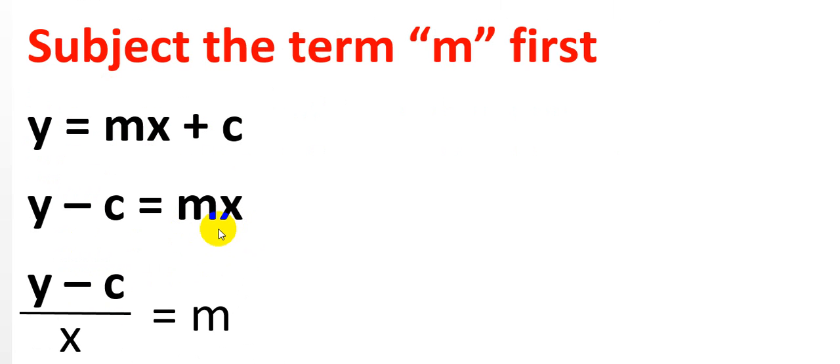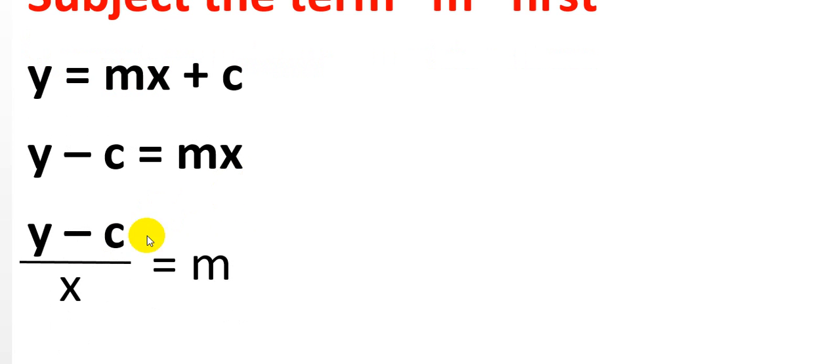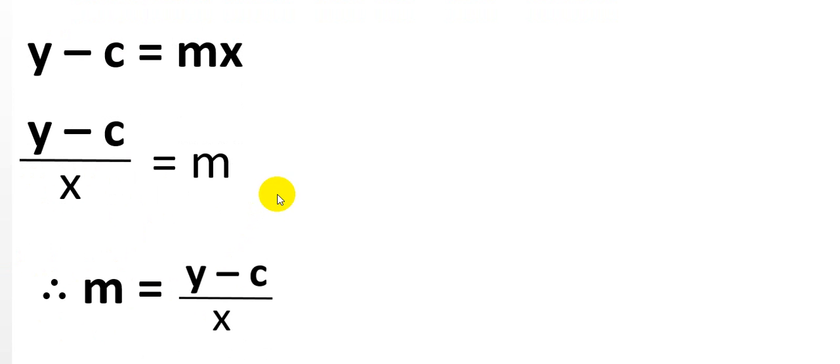mx means m multiplied by x. So when I make m the subject, I need to take x to the opposite side of the equation, which is a product, or in other words a multiplication. When I shift it to the opposite side, the multiplication changes to division. So y minus c, the whole term, divided by x, equals m. Now the term m is the subject. So I rewrite the same as m equals y minus c over x.